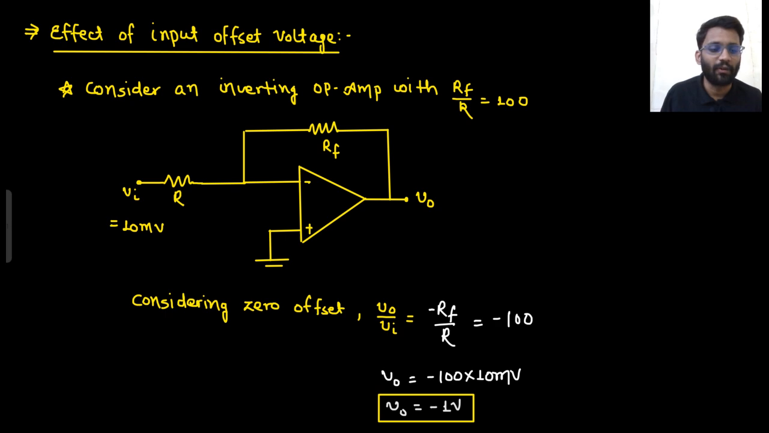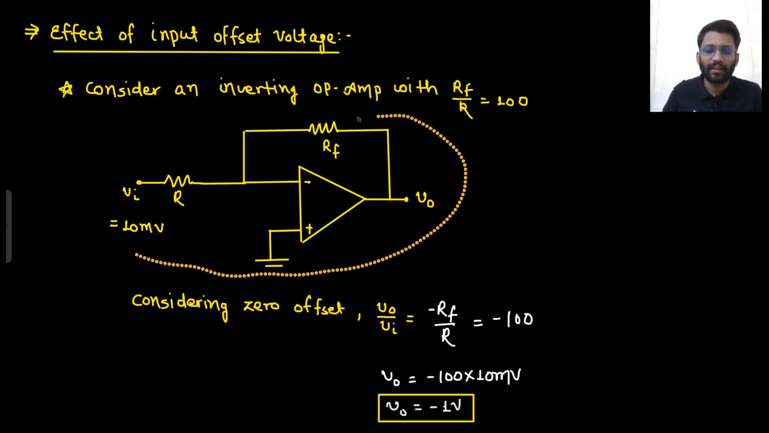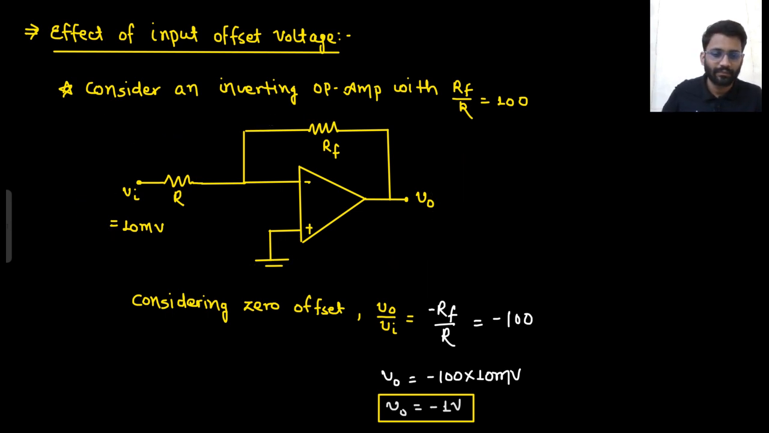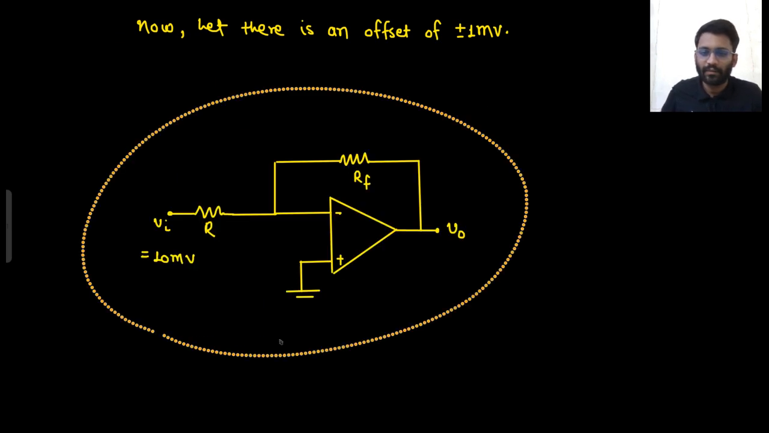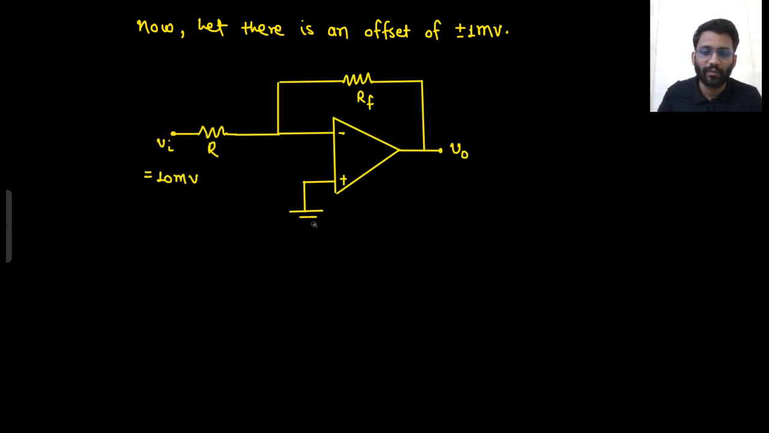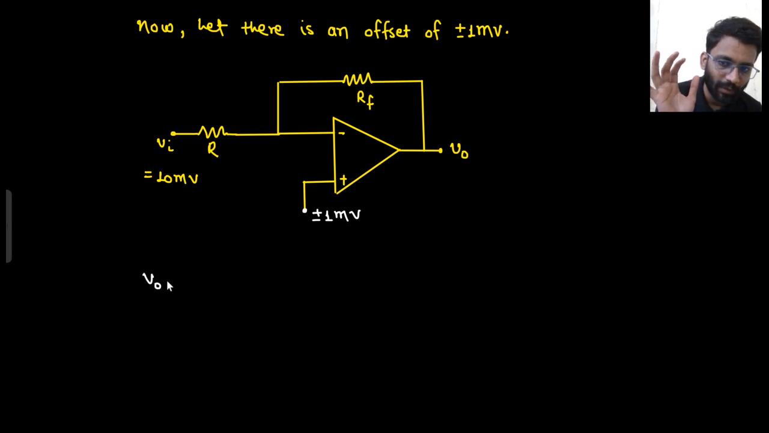But what if there is an offset voltage of plus minus 1 millivolt? So how will you show it? You will just copy this circuit. There is an offset of plus minus 1 millivolt. So I told you how to show the offset voltage. We will show it by a battery of plus minus 1 millivolt at the non-inverting terminal. So what I can do, I can apply the superposition theorem. So what will be my output voltage? First I am considering only this 10 millivolt source. So if I consider this 10 millivolt source, what will I get? Minus RF by R into this 10 millivolt.